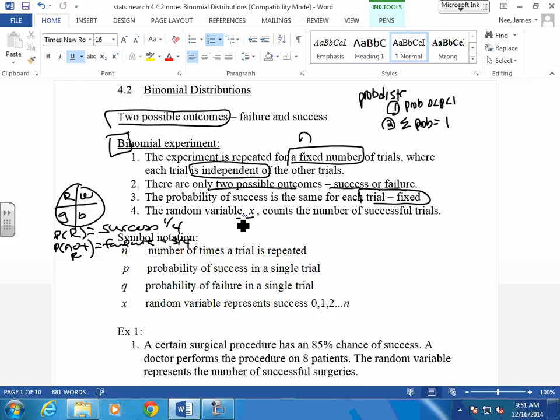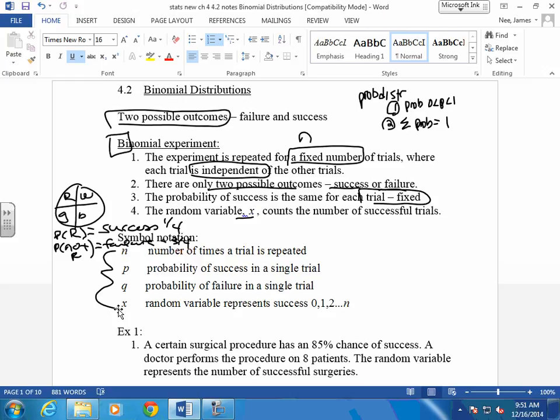I put this on your note sheet as well. N is the number of times, probability of success, probability of failure, and your random variable going from 0 to whatever n happens to be. Now, you did this in Algebra 2 as well, and you did it with that C formula. We're going to use that, and then we're going to use a calculator step to do this.